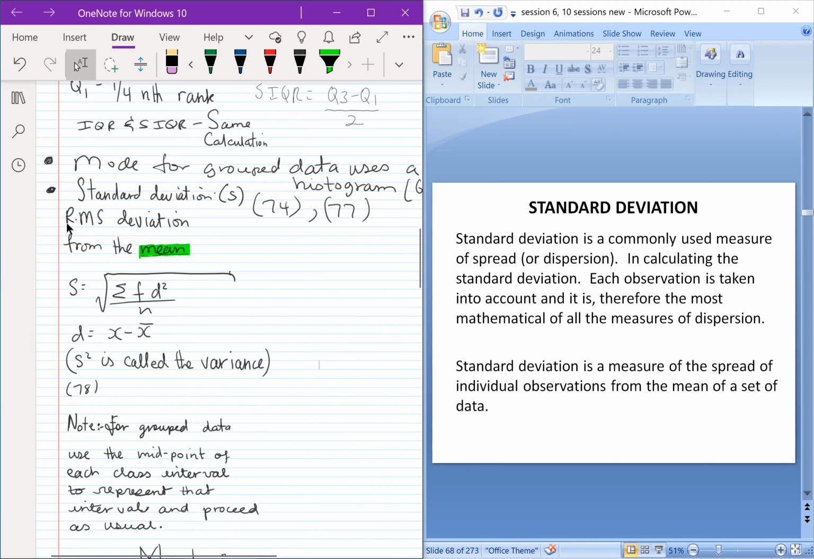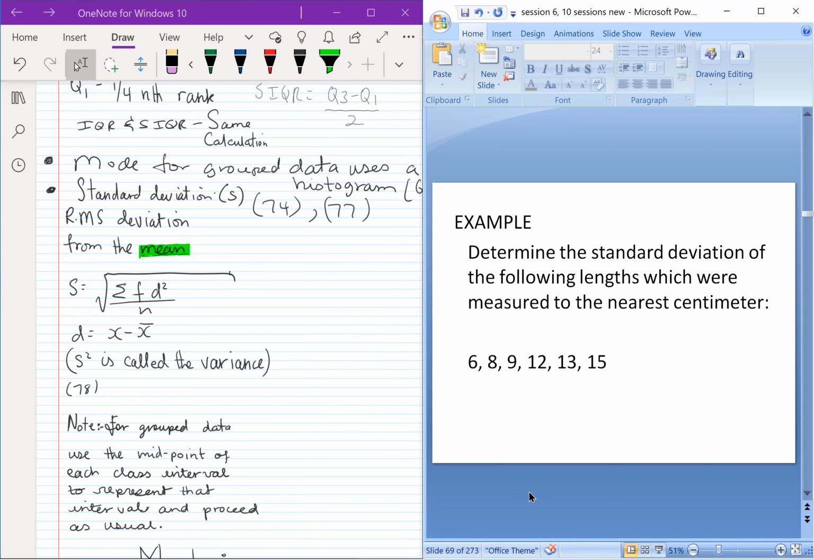Root or square root of the mean of the square of the deviation. What is deviation? Deviation is D. It is x minus x bar, or each x value you have minus the mean of the distribution. And then you put it into this formula and you could get your standard deviation. So let's look at maybe a couple of them and see how we do it.